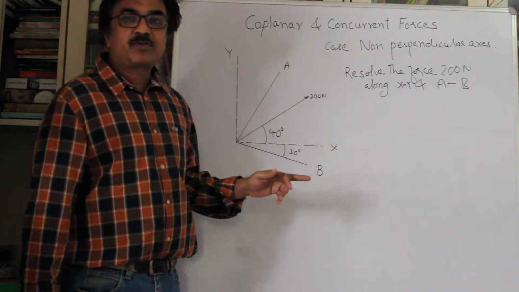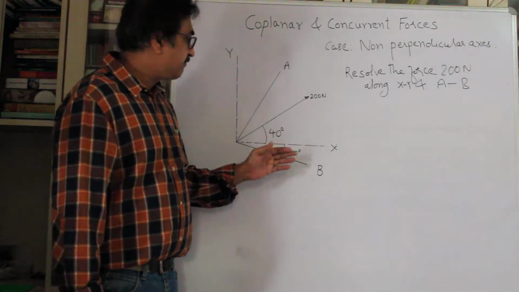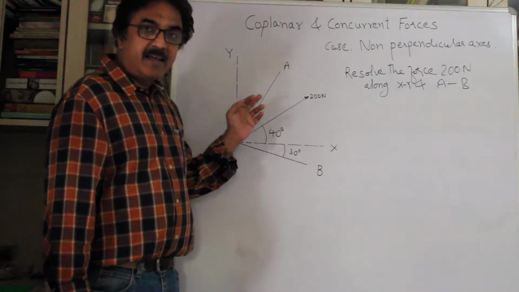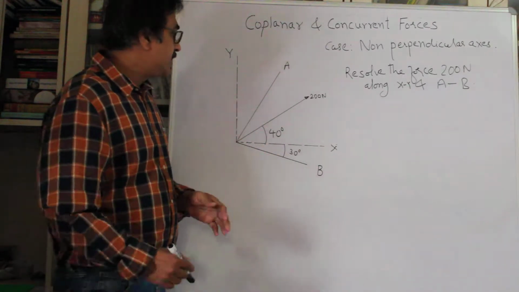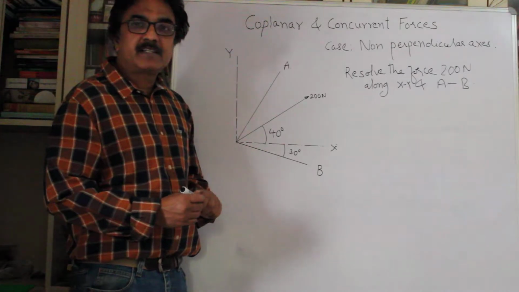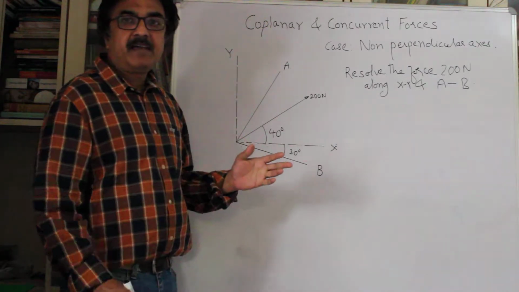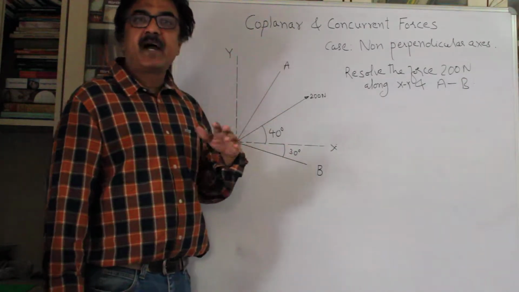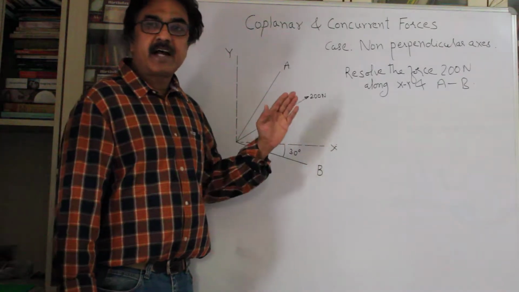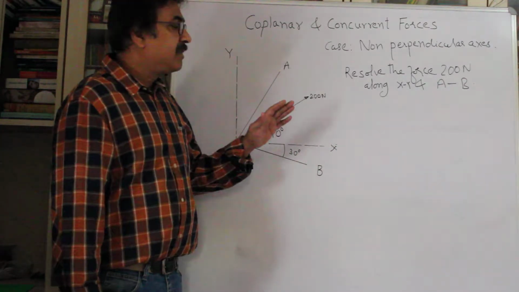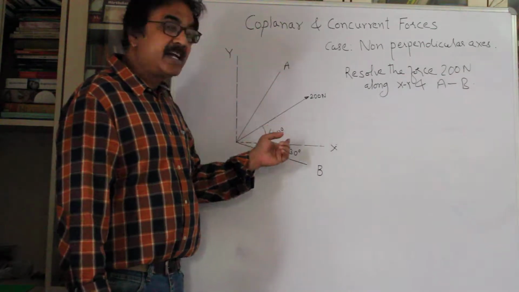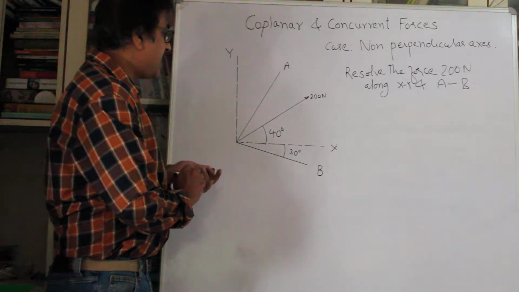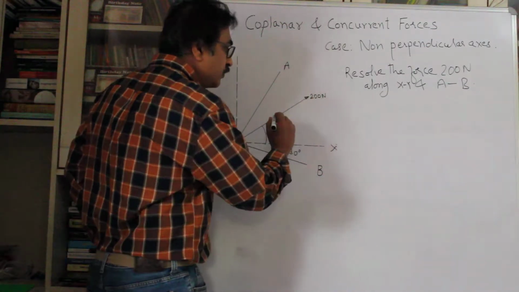Because you are asked to resolve them along x and y, and we know how to do that. Resolving the force along the x direction is nothing but multiplying the magnitude of the force by cos of the angle which that force makes with the x-axis. For the vertical component, you take the sine of the same angle. So let us do that first.